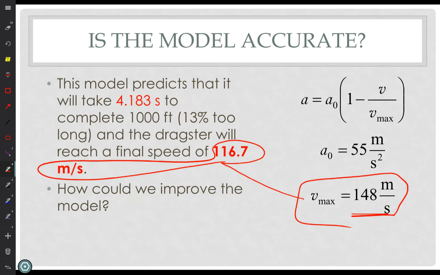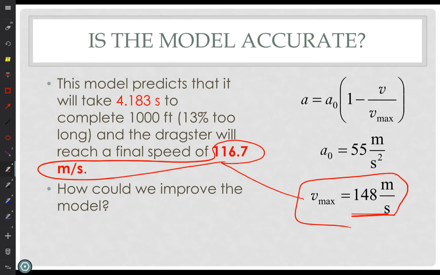I said that this maximum speed that they attain in 1,000 feet is the maximum speed of the dragster. Well, that's not true. It's still accelerating. It could have gone faster. Using this model, it was still accelerating at about 1.3 Gs at the end of the race. So this model would say, no, we didn't reach the maximum speed.